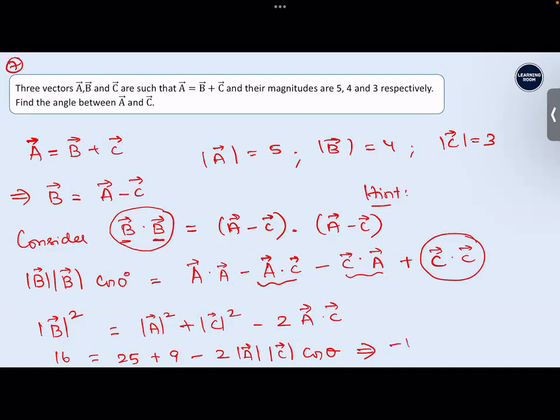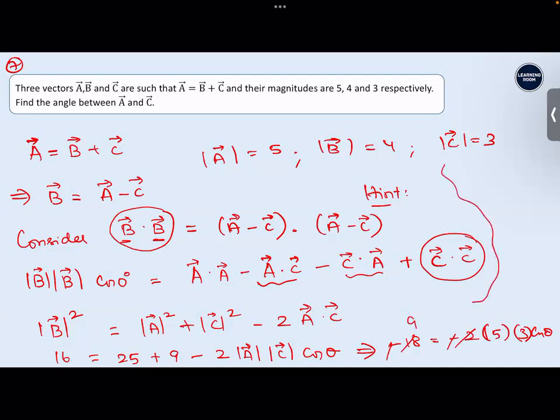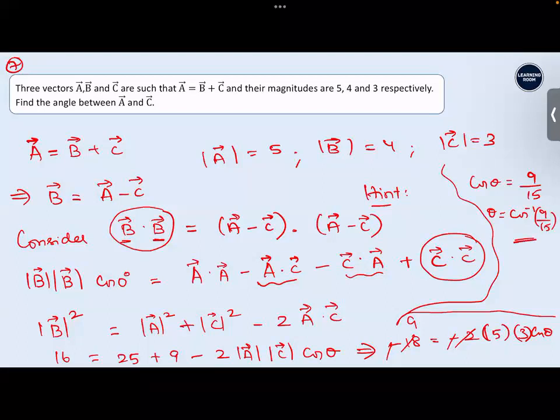which implies minus 18 is equal to minus 2 into, what is magnitude of A vector? 5, and magnitude of C vector is 3, into cos theta. So minus and minus are gone. This will go 9 times. So what will you get? I'll write it here itself. So we will get cos theta is equal to 9 divided by 15. Is this clear? So whenever you get something like this, you will write theta is equal to, take the trigonometric function on the other side, put a minus 1 here. You read it as cos inverse of 9 by 15.